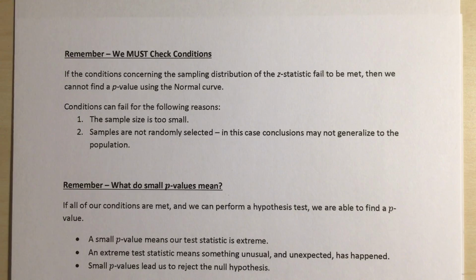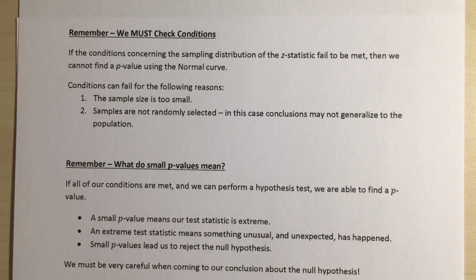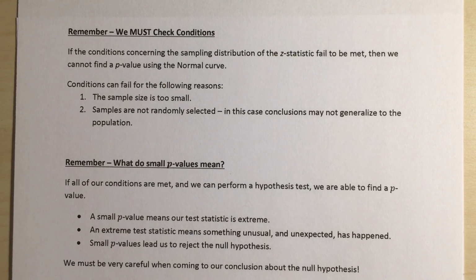Okay, so before we get into some of the newer stuff, just a few friendly reminders here. Remember, as we are going through, we must check our conditions, right? We must be sure that we have a normal distribution. So if our conditions about our sampling distribution don't hold, then we do not have a normal curve and we cannot find our p-values. So make sure our population size is large enough, our sample size is large enough, and that our samples are independent and randomly selected.